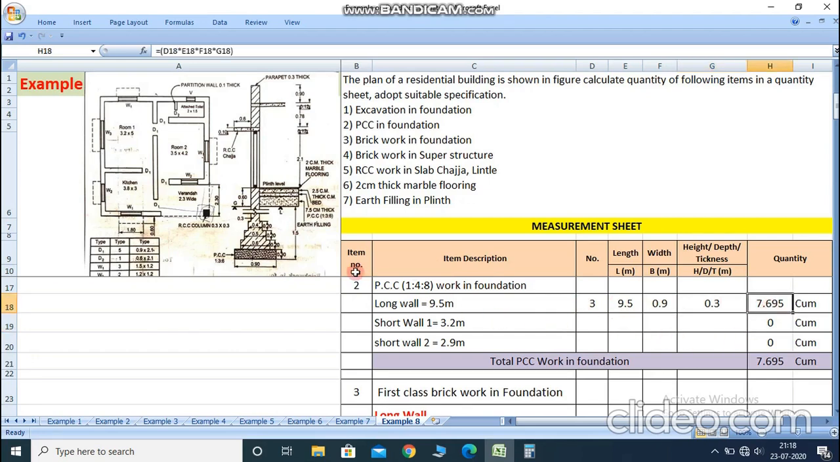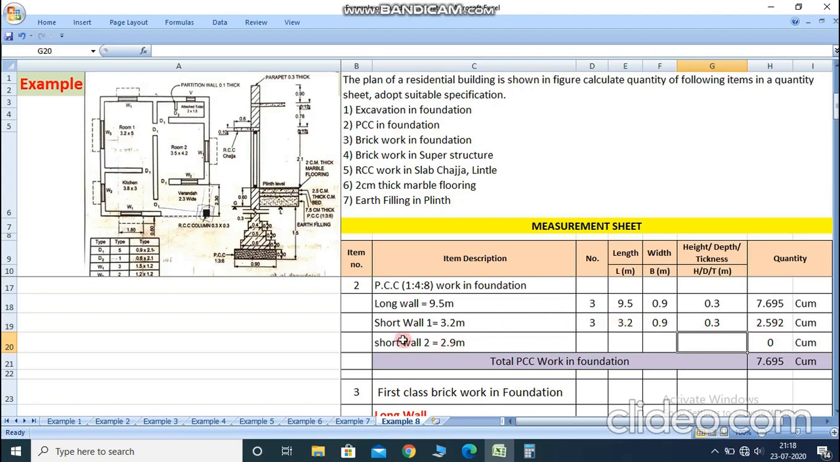Then we calculated the short wall. For short wall 1, the total number of walls given is 1, 2 and 3. So write here 3. Then the short wall length already calculated is 3.2 meter. Width is already given in the section part as 0.9 and thickness is given 0.3. So we got the answer 2.592 cubic meter. It's the value of short wall 1.